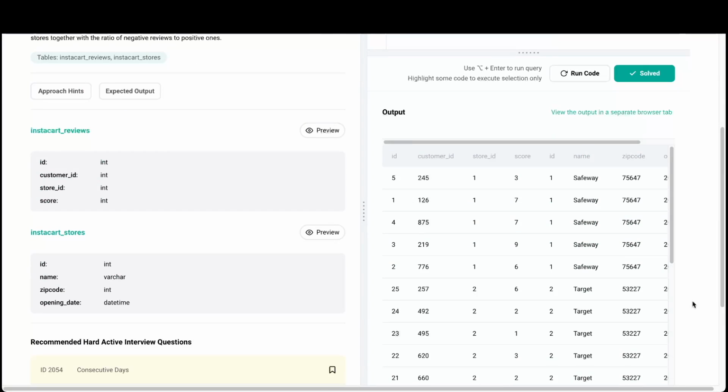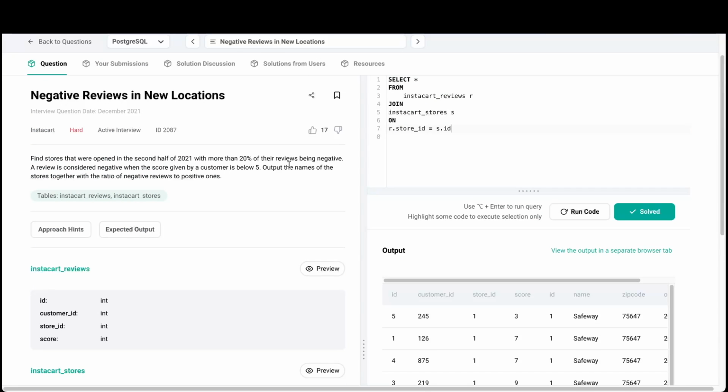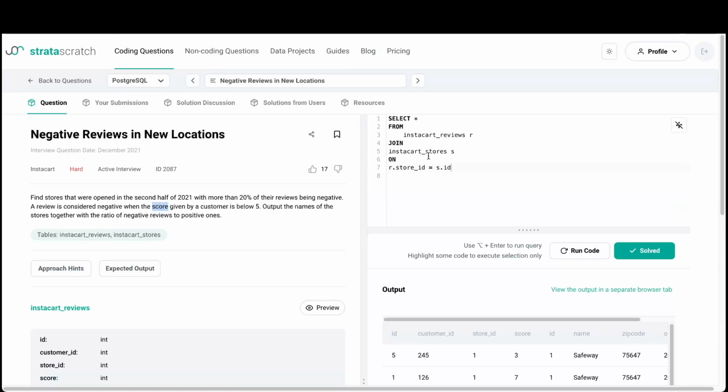Let's look at our data. All right, we have all the columns here, but as you may know, we don't need all of them, really. We only need the names of the store and then the score for now. So we'll select name and the score.